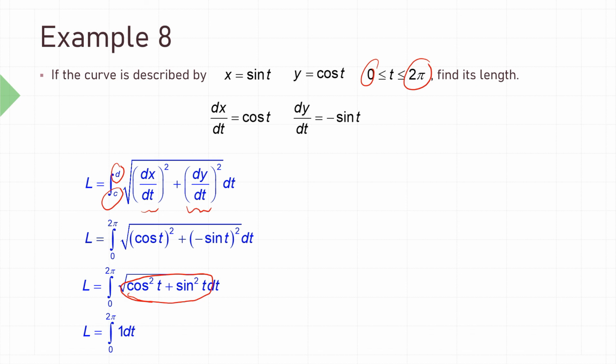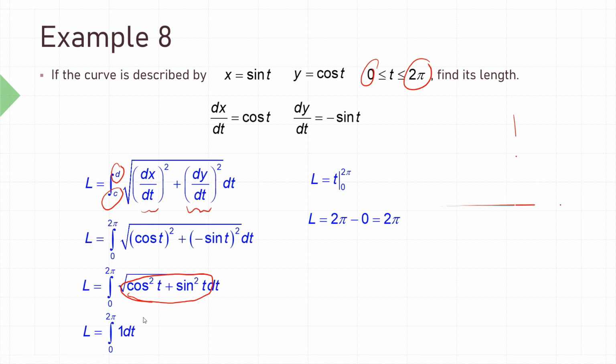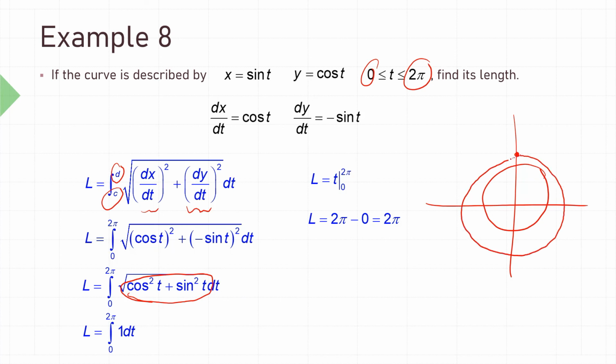So the square root of 1 is 1, so we integrate 1 dt. Integrating 1 dt, we get t, from 0 until 2 pi. So we have to find 2 pi minus 0, which is 2 pi. So that's actually a circle and the length is actually 2 pi. It starts at (0, 1) and then it goes this way and it stops here. So the length is actually 2 pi.